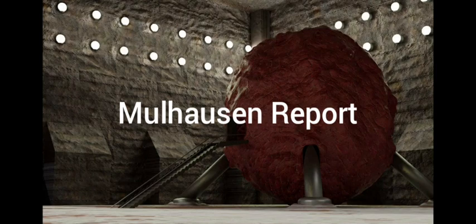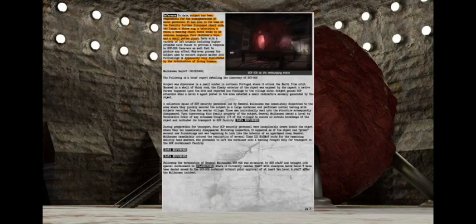The Muhalsen Report. The following is a brief report detailing the discovery of SCP-002. The subject was discovered in a small crater in North Portugal where it struck the Earth from orbit. Encased in a shell of thick rock, the fleshy exterior of the object was exposed by the impact. A native farmer happened upon the site and reported his findings to the village elder.